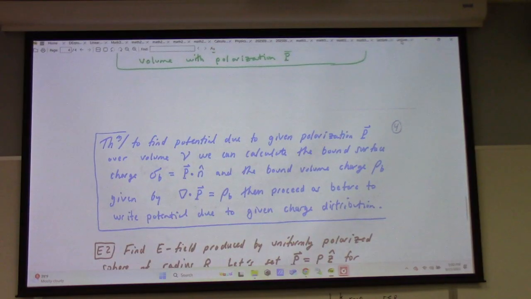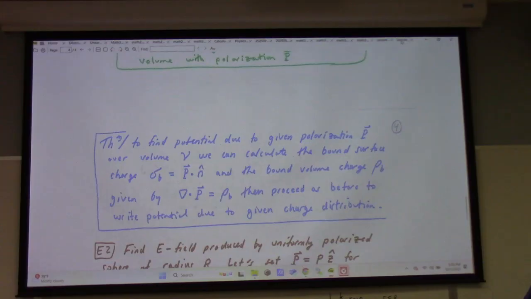And so, theorem: to find the potential for a given polarization P over a volume V, we can calculate the bound surface charge, P dot n hat, and the bound volume charge, rho b, by the divergence of P like this, and then we can proceed as before to write the potential due to the given charge distribution.